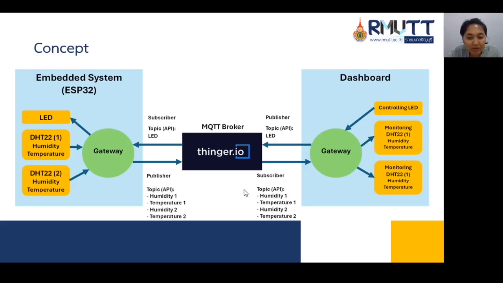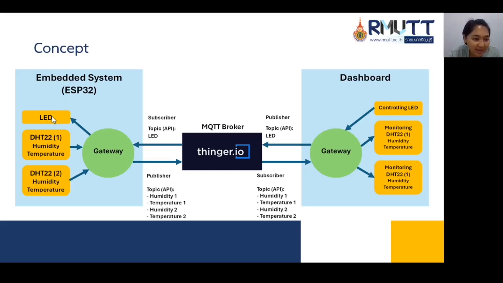On the subscriber side, it also has a gateway that receives data from the MQTT broker, and it subscribes to the topic to receive the data. After the data is received, it is distributed to various components for further processing. The DHT22 sensor shows real-time monitoring in the dashboard.